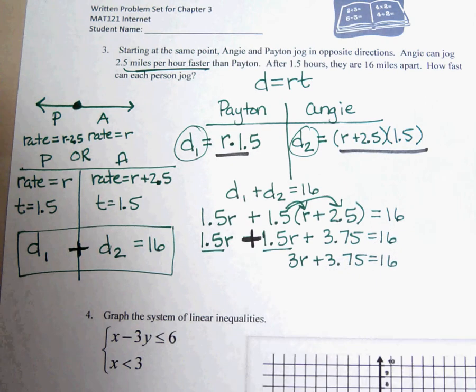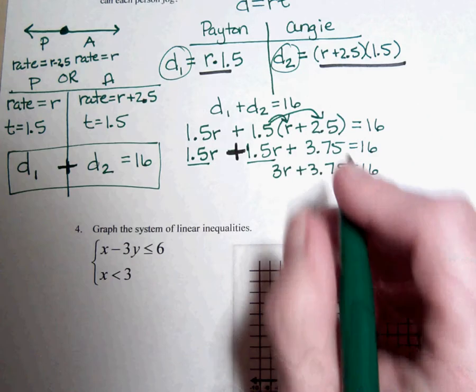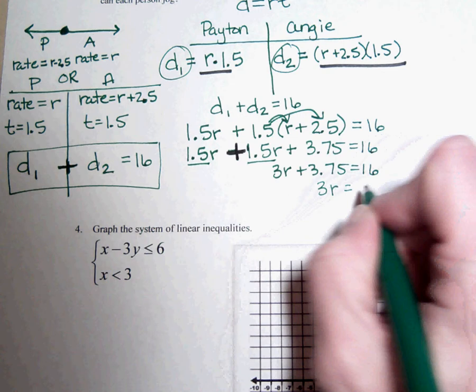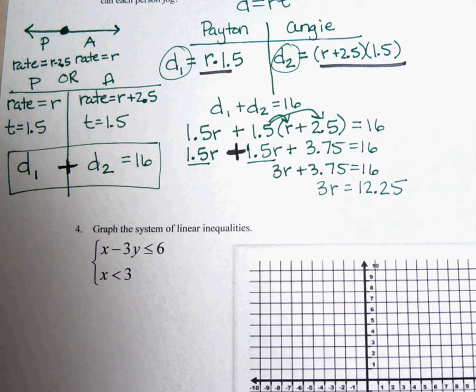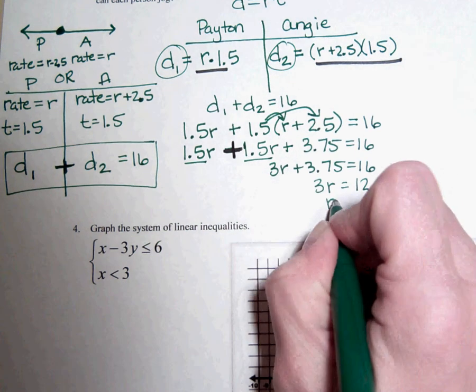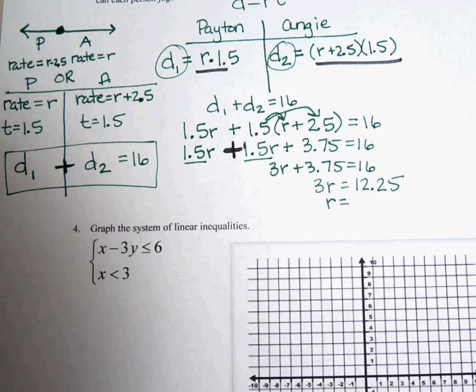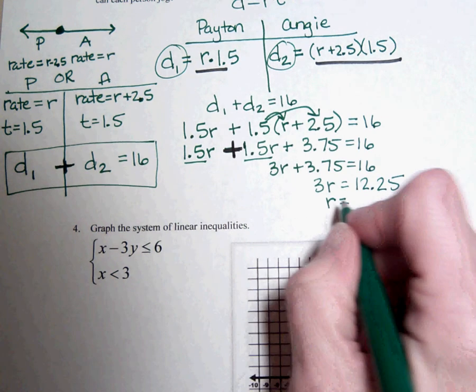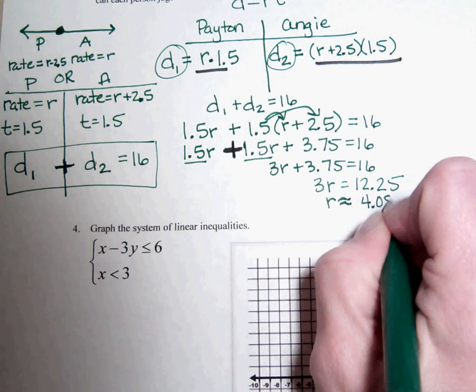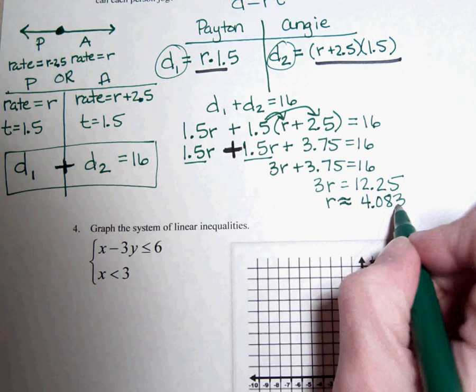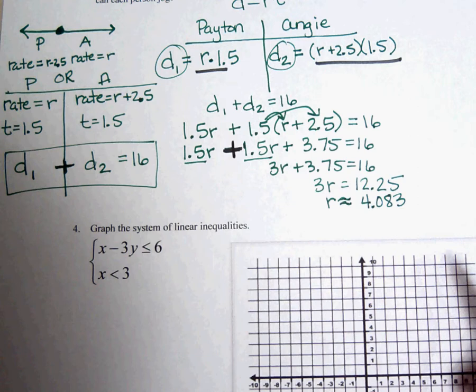So 3r plus 3.75 equals 16. You're going to subtract 3.75 from both sides. So 3r is 12.25. Now, when you divide that out, you're going to get a decimal on your calculator, because 3 does not divide evenly into 12.25. So when we divide that by 3, this is about 4.083, because it's repeating. So we'll say it's approximately 4.083.